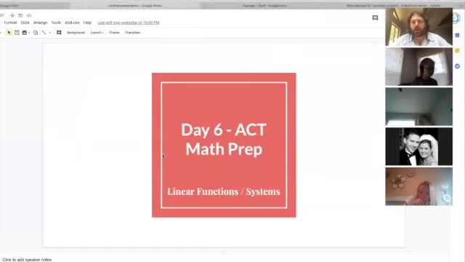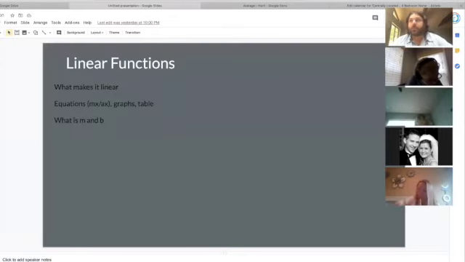Okay, so day 6, we're going to do linear functions and systems today. Linear functions probably will be a little bit of a review. The systems is one of those things that takes forever on a problem, so we want to get really fast at those. All right, so first thing, what is a linear function?